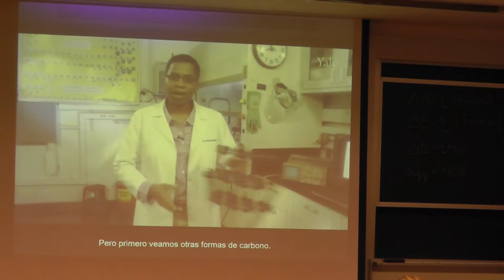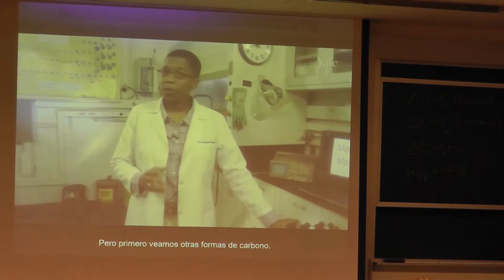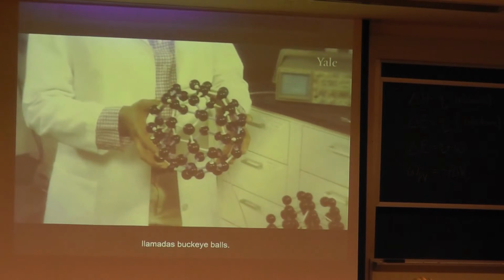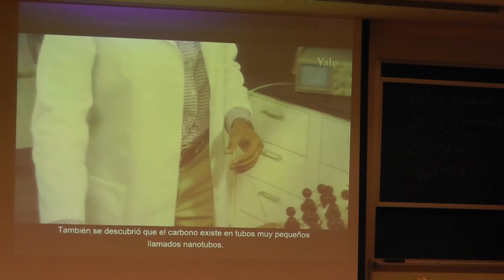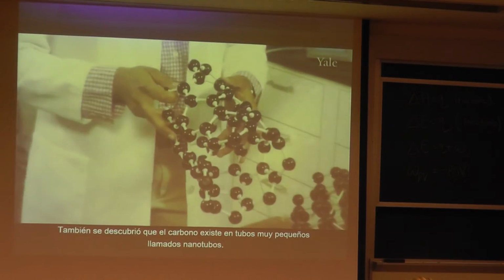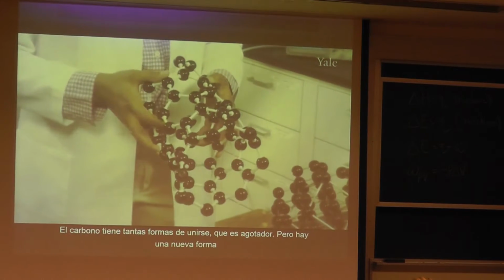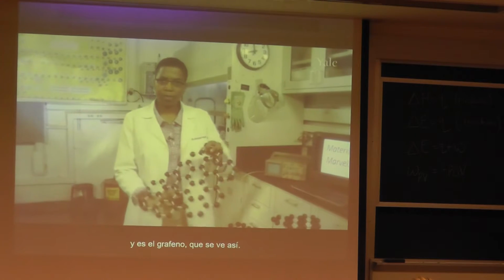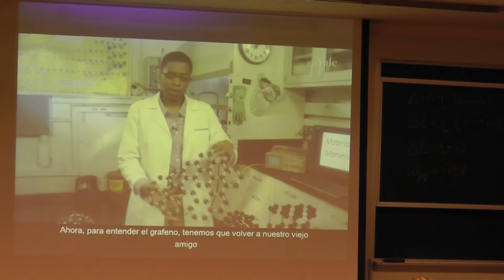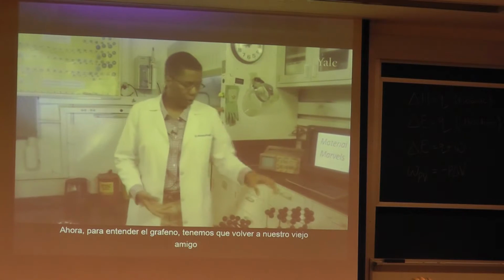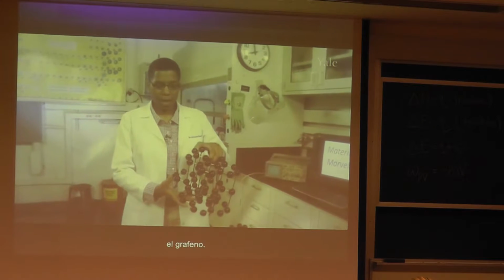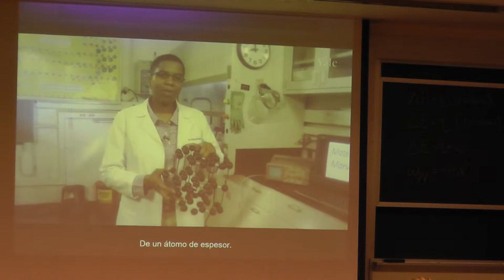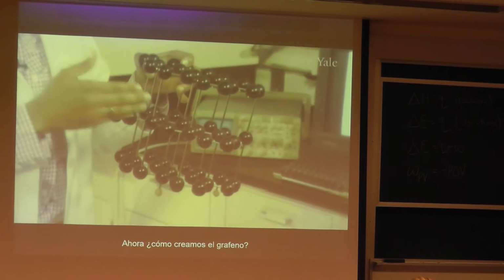But first, let's talk about a few other forms of carbon. A few years ago, scientists found balls of carbon, or buckyballs. They also found tubes of carbon, or nanotubes. The ways that carbon bonds seems exhausting, but there's one more, and that's graphene, which looks like this. Now, in order to understand graphene, we have to go back to our old friend, graphite. Graphene is one layer of graphite. It's 1 atom thick.